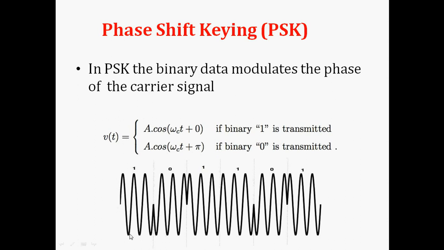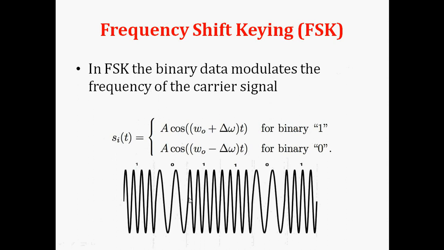Let it be the original signal that we have transmitted. Once we are transmitting 0, a pi radians phase shift will be there. So the signal initially starts from 0 going into the positive direction. Now the signal will start from 0 and go into the negative direction. Pi radians phase shift will be there in the signal. So in this way, binary data modulates the phase of the carrier signal.